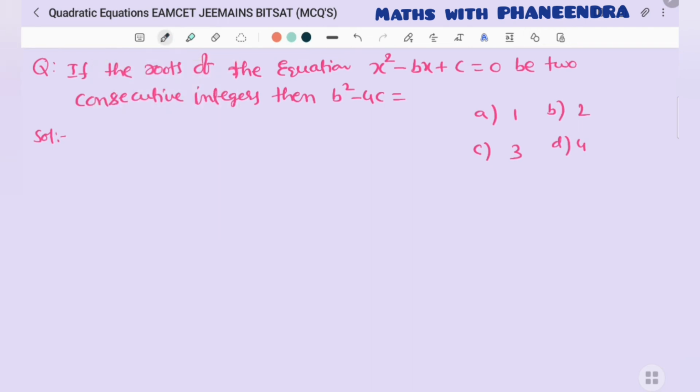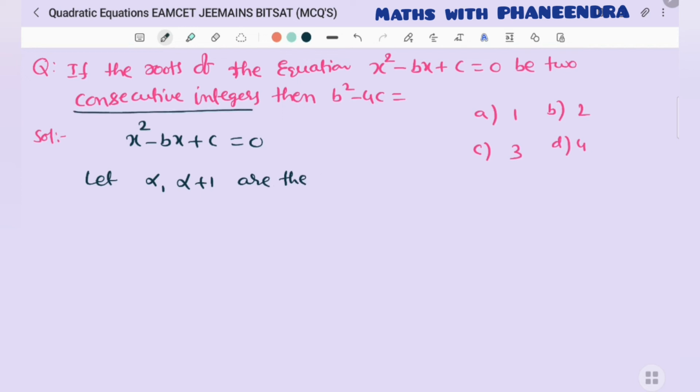So what is the given equation? Consecutive roots they have given. The given equation is x square minus bx plus c equal to 0. Consecutive roots means, suppose 1 is the root, then immediately 1 plus 1, the immediate number, which is 2, is also a root. So here we cannot take 1, 2, 3 like this. Why? Because x square minus bx plus c equal to 0. So let alpha, alpha plus 1 be the roots. Why are we taking this? Consecutive integers, they say, are the roots of the equation.